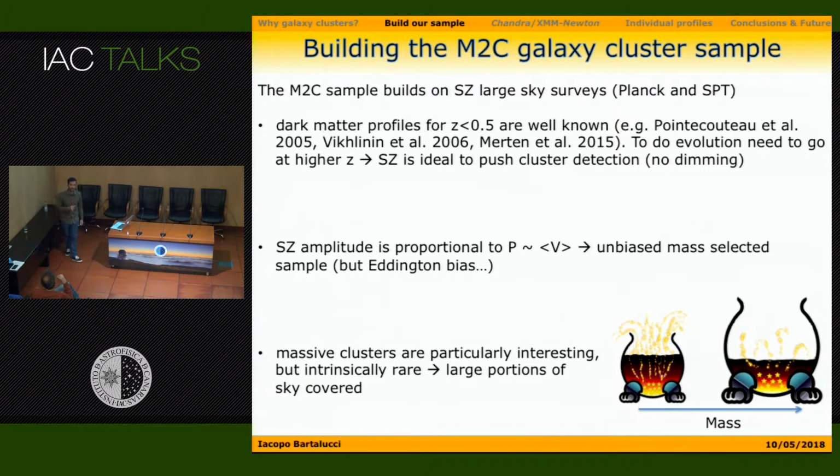And then our project is focusing on looking at very massive galaxy clusters. Why massive galaxy clusters? Because if we take very massive objects, we are in a regime where we can neglect non-gravitational physics and consider only gravitational physics. The problem with very massive clusters is that they are intrinsically rare, so we have to use the SZ effect to find a lot of these objects.